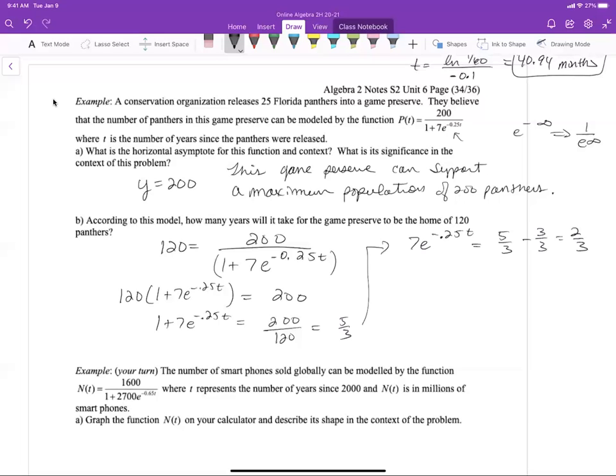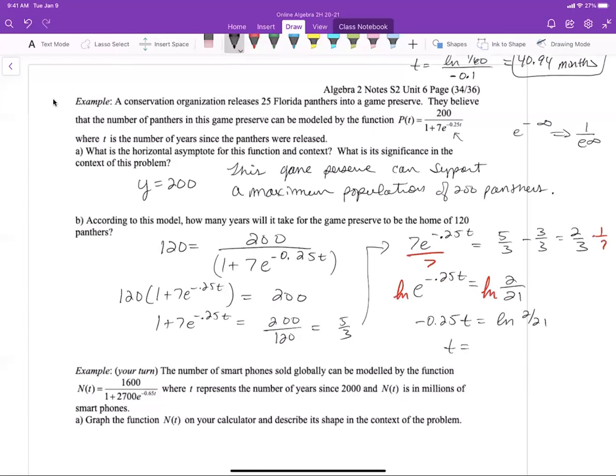And so what do I have now? I have 7. I have to get rid of 7. I have to divide this side by 7, which is the same as multiplying by 1 over 7. And I will get e to the negative 0.25 times t is equal to 2 over 21. How do I get rid of the exponent? In this case, I will take the natural log, and I will get on the left-hand side negative 0.25 times t is equal to the natural log of 2 over 21.